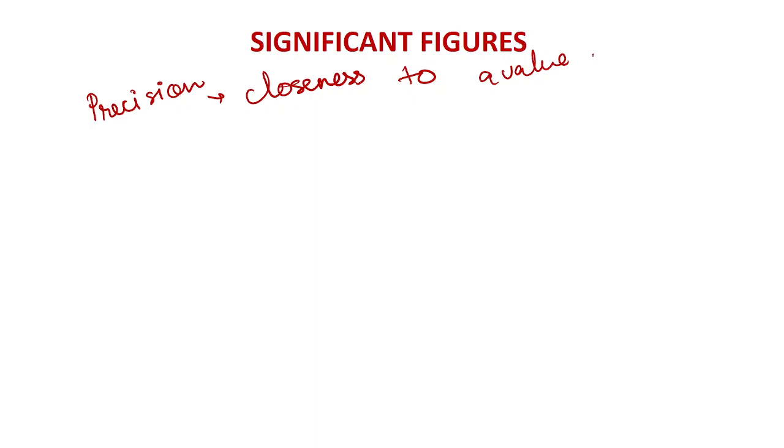Now we have to learn about the significant figures. Now what are significant figures? These significant figures are actually for accuracy. There is a word, precision. Precision means closeness to a value, or accuracy, how accurate it is. So now there are certain rules for significant figures. I'll be discussing them with you one by one.